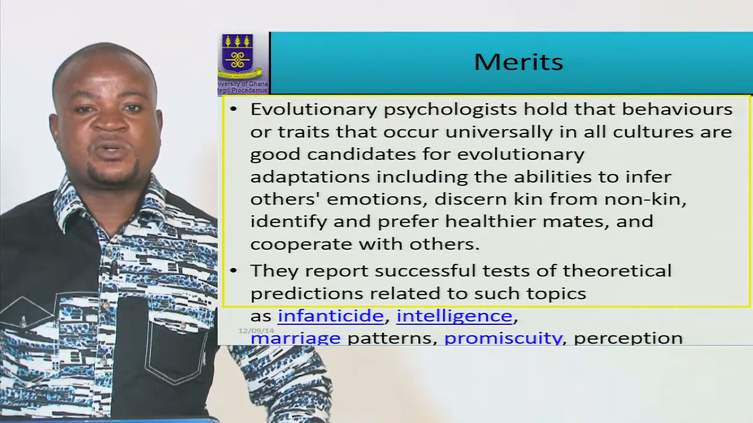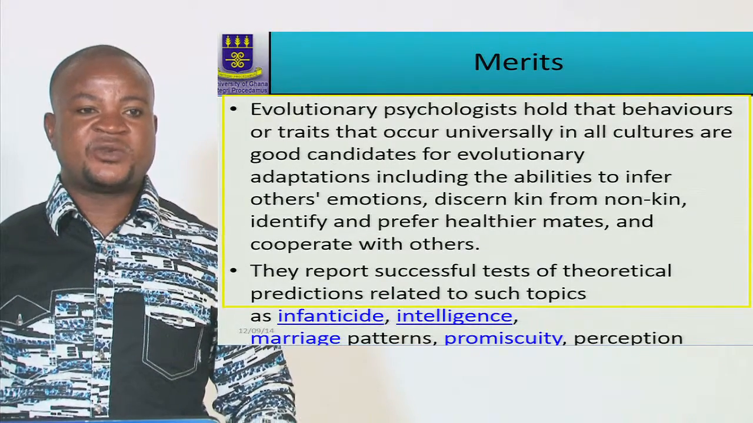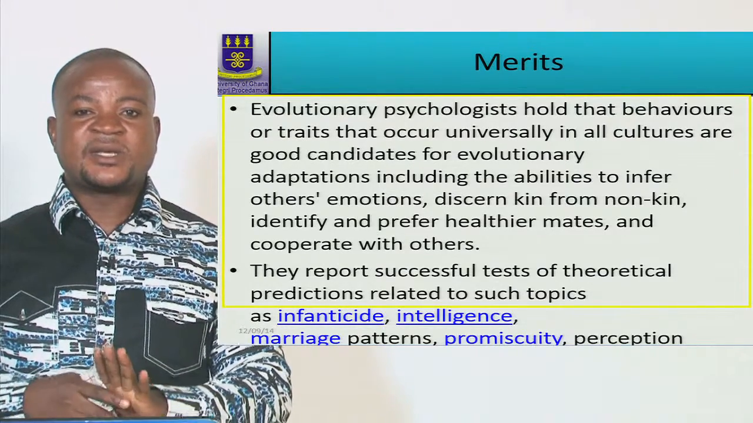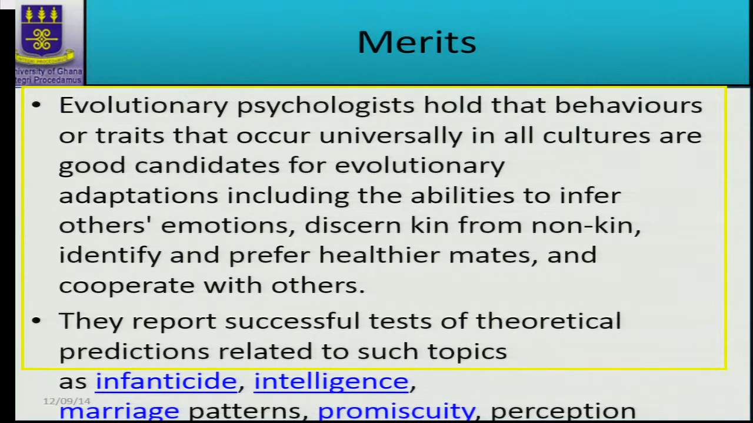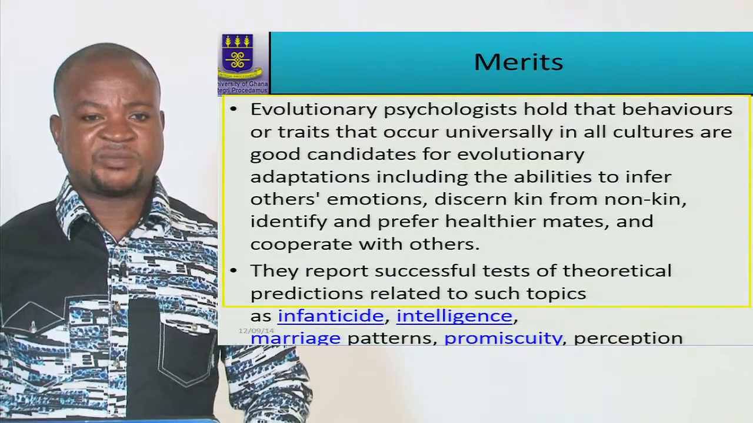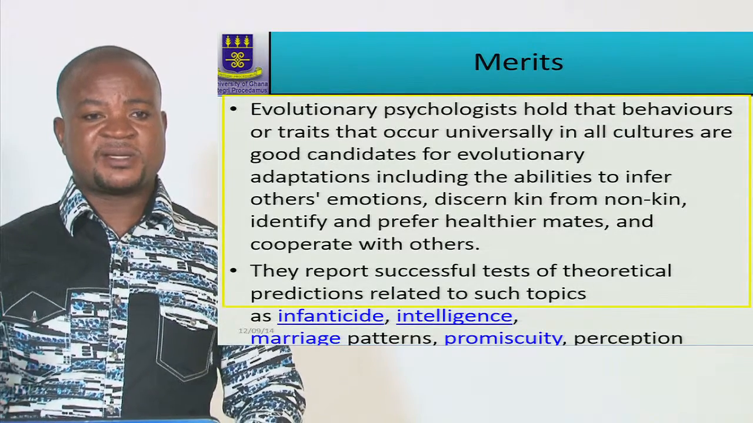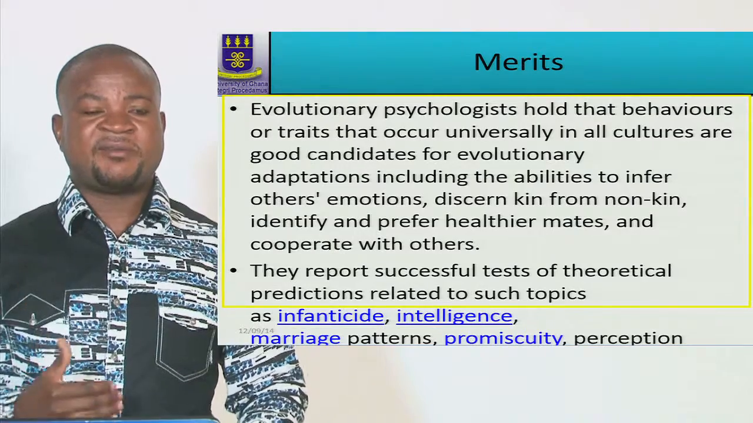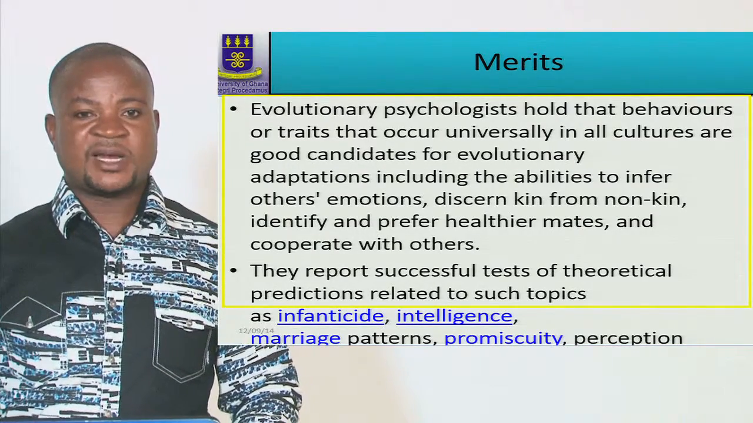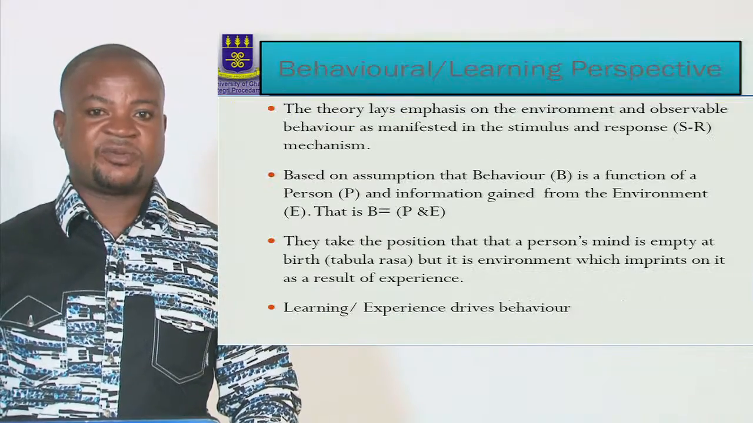So evolutionary psychology holds that behaviors or traits that occur universally, behaviors that we can see in all cultures, are good candidates for evolutionary applications. They are good because the human race needs them in order to survive. So they believe that if you meet somebody that you do not know who is your relative, you will be able to feel some kind of attachment for them. So that is what evolutionary psychology is concerned with, how these various traits have been transmitted from one generation to the other onto the present generation.